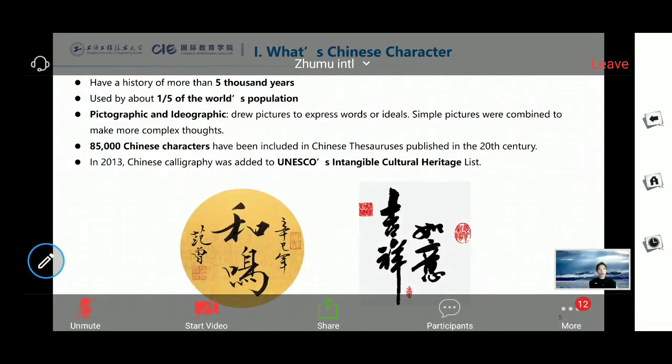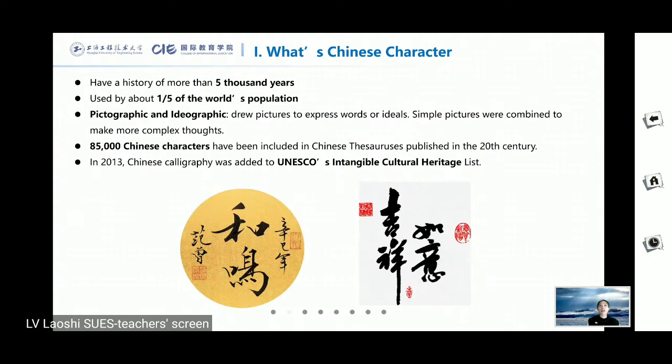Okay. So firstly, Chinese character has a history of more than 5,000 years, and as an old and complicated form of writing, it's still used by about 1/5 of the world population. And the Chinese character, as the video said, is pictographic and ideographic. The invention of Chinese characters drew pictures to express words and ideas. And some simple pictures were compiled to make more complete thought.